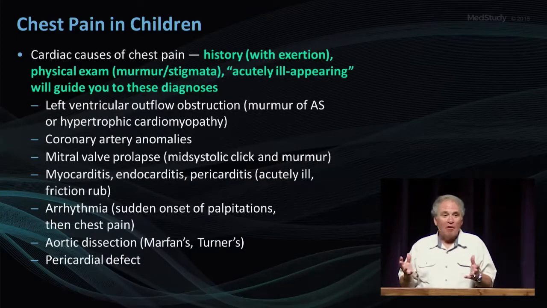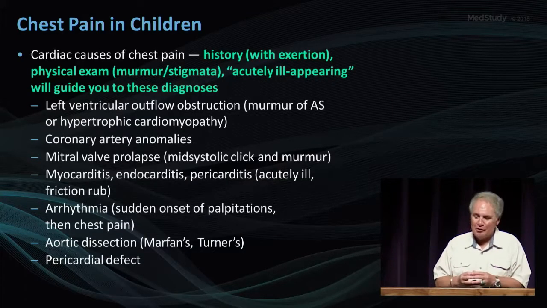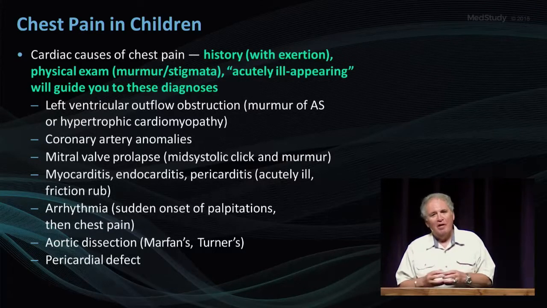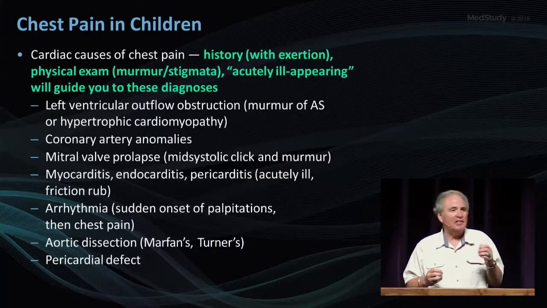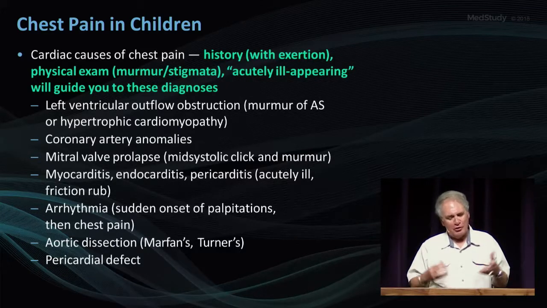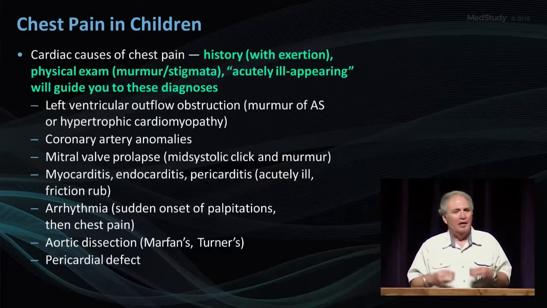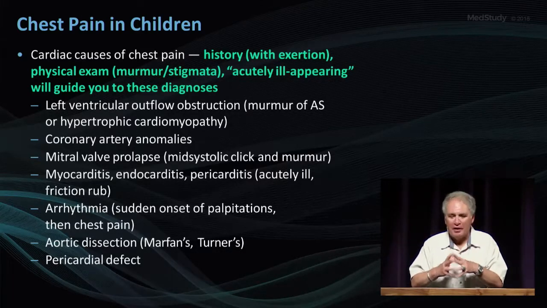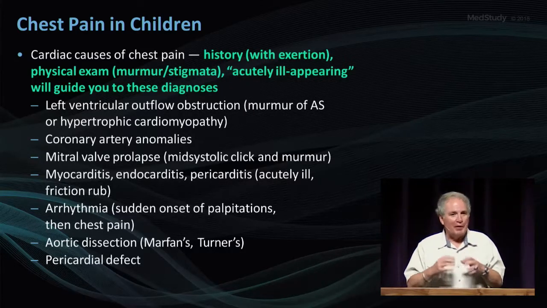Are there cardiac causes of chest pain? Rarely, yes, of course. But a history of chest pain with exertion, physical exam with murmurs and Marfan stigmata, or an acutely ill-appearing child will lead you to the diagnosis. Outflow obstructions, you'll hear a murmur. Mitral prolapse. Myocarditis, the kid will look sick as a dog. Pericarditis. Arrhythmia, very sudden onset, very sudden offset. So they're not common, but they're out there.